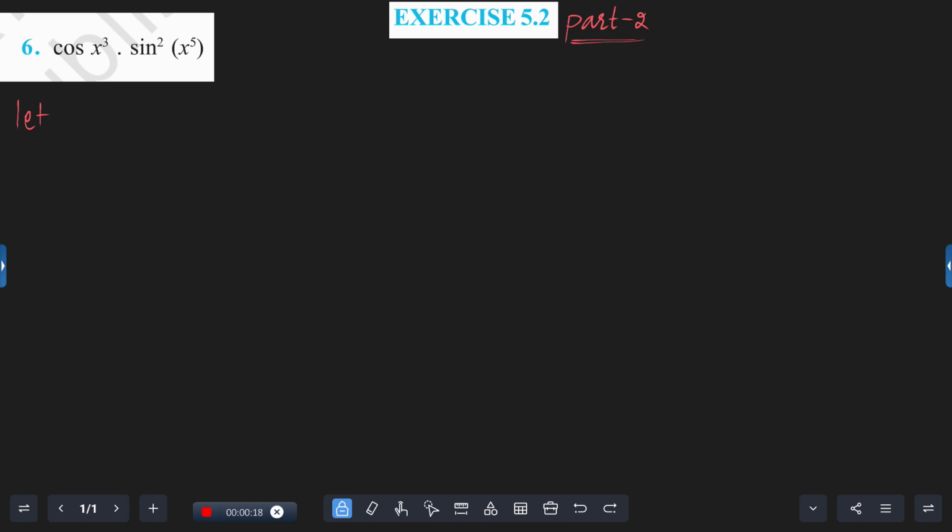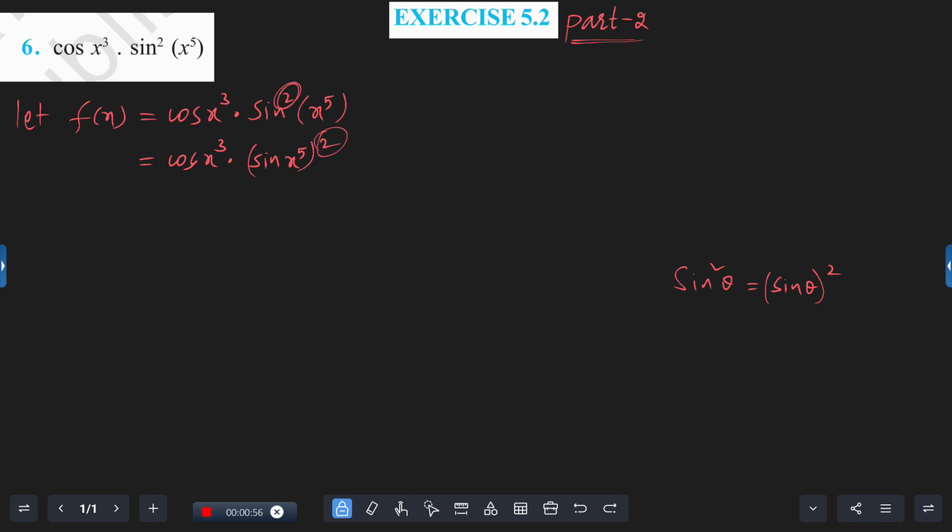So let's take the question as f of x, which is equal to cos x cube into sin square of x power 5. Okay, this is the question. Actually, the square in the sense, children, we know very well sin square theta or sin theta the whole square, both are the same. Do you remember this? Both mean the same thing. So cos x cube into sin x power 5, the whole square. This square we are writing as a whole square, not an issue, both are the same.